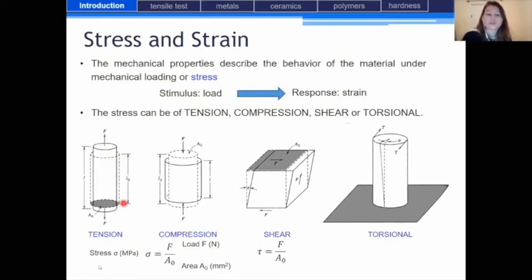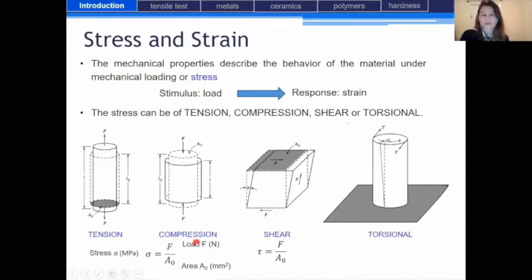And so the stress, sigma, is equal to the load that is applied on the 2 surfaces divided by the cross-sectional area. And you can see that the area is taken as the initial cross-sectional area, so the area of the initial specimen. So the load is in Newton, the area is in square millimeter, and so the stress is in megapascal. So it is the same unit as the pressure.